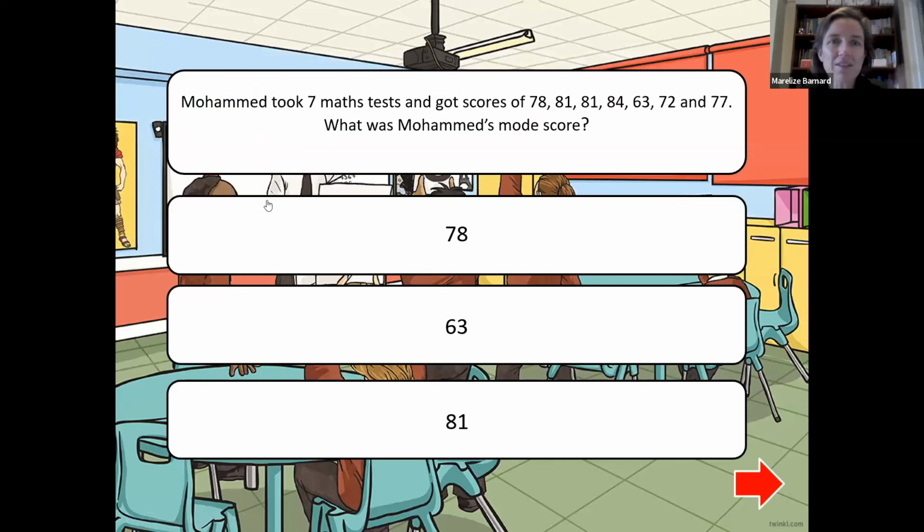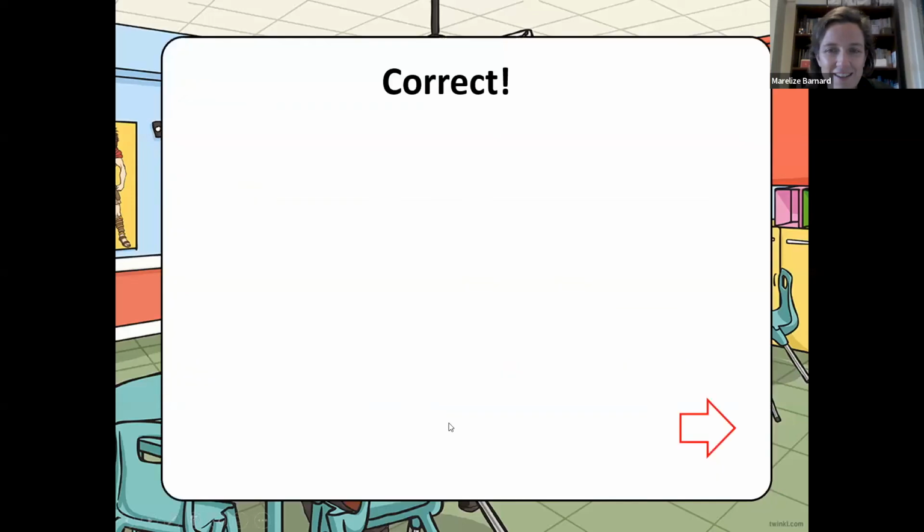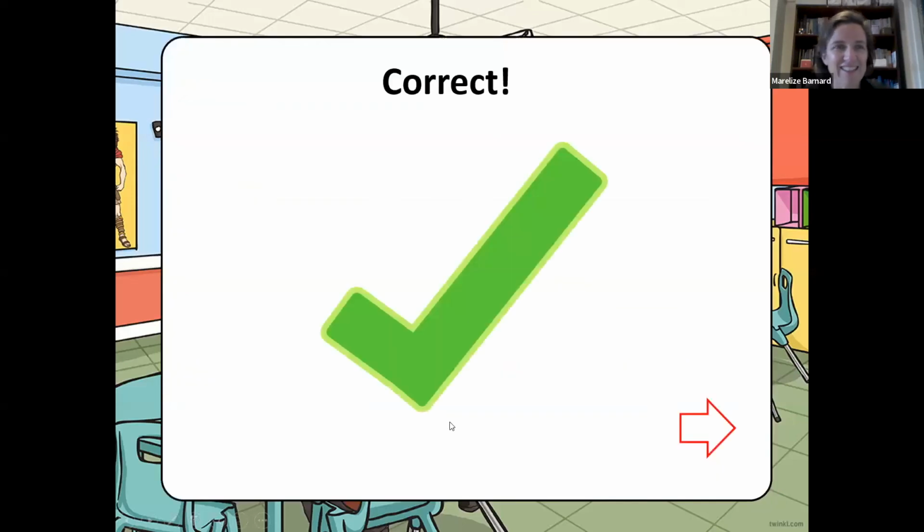Okay, so Muhammad took 7 maths tests and got scores of 78, 81, 81, 84, 63, 72, and 77. What was Muhammad's modal score or mode score? And we've got lots of 81s. I think 81 is correct. Correct. Nice.